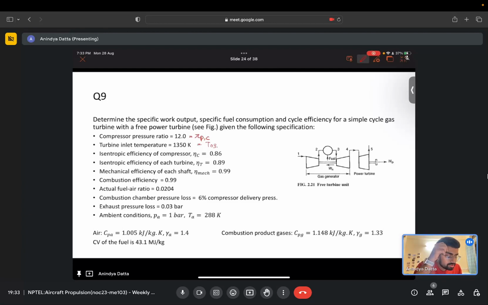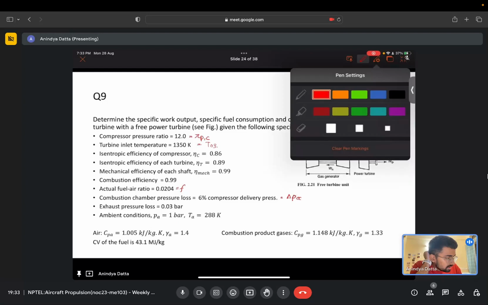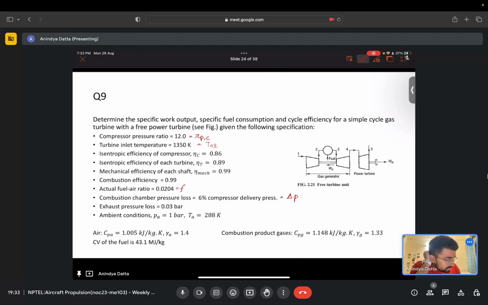We have been given isentropic efficiency of the compressor, isentropic efficiency of the turbine, mechanical efficiency of the shaft. I will explain where the mechanical efficiency comes in. We have been given the combustion efficiency, which is 0.99, then the actual fuel air ratio, which is F. Combustion chamber pressure loss, which we generally write as delta PCC. Okay, so delta PCC is the pressure loss that is happening within the combustion chamber, which is 6% of the compressor delivery pressure.